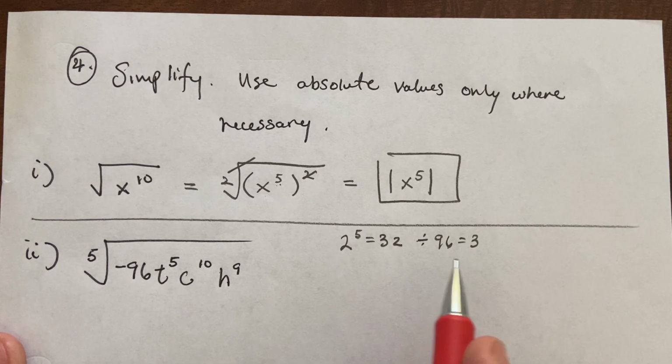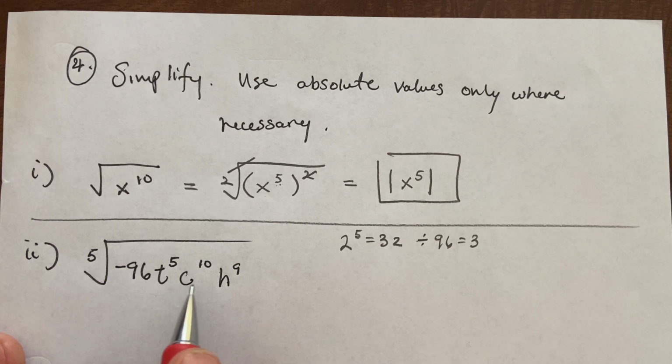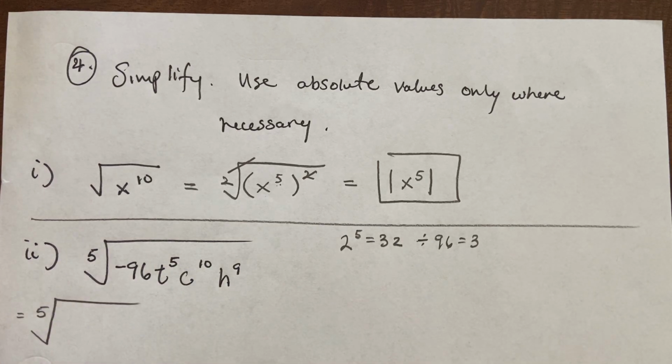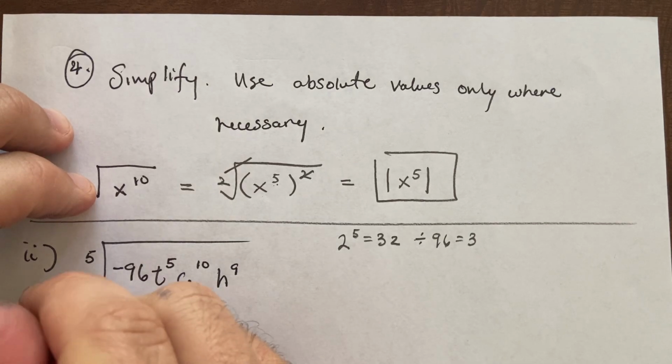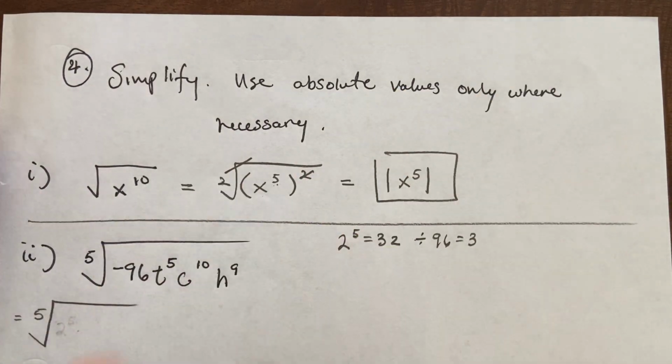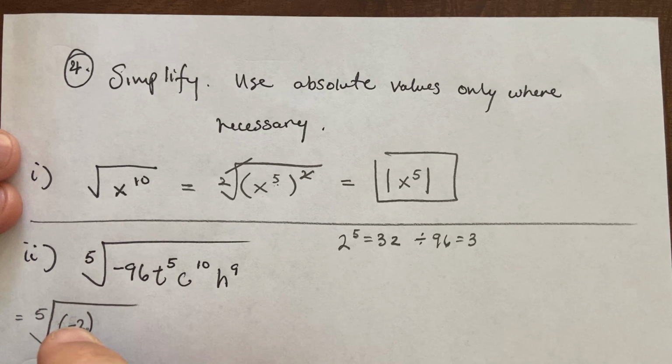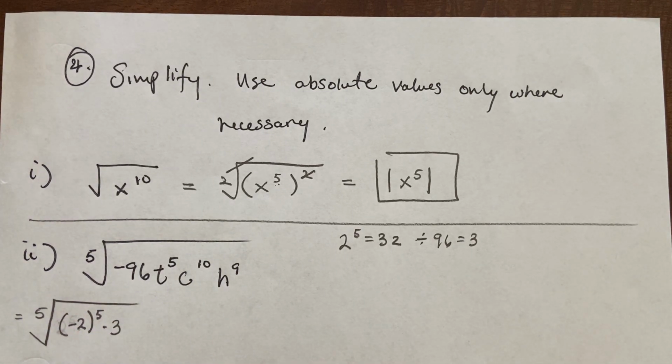So I'm going to use those facts to rewrite 96. And also I'm going to simultaneously rewrite these others. So this is the same as the 5th root of, let's see, 2 to the 5th. That's 32. And then times, maybe I'll write negative 2 to the 5th. Negative 2 to the 5th, that'll be negative 32. And then times 3, that'll be negative 96 right there.